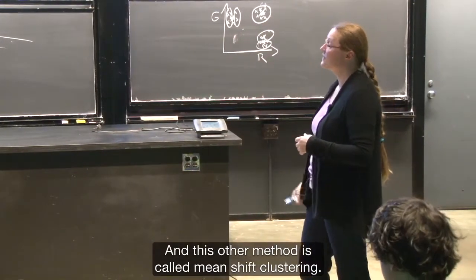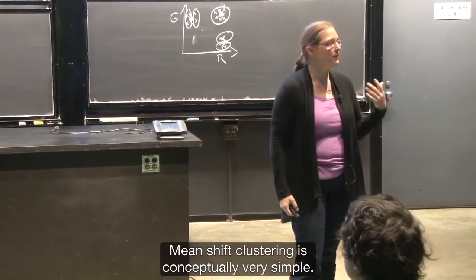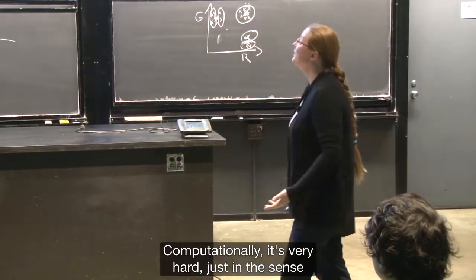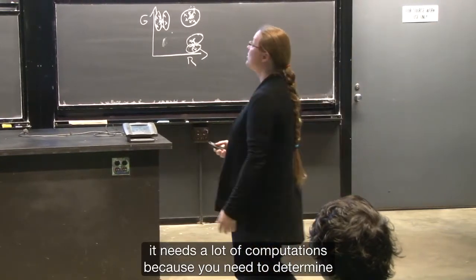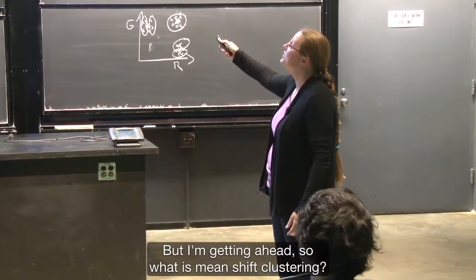And this other method is called mean shift clustering. Mean shift clustering is conceptually very simple. Computationally, it's very hard, just in the sense it needs a lot of computations because you need to determine a cluster for each point. But I'm getting ahead. So what is mean shift clustering?